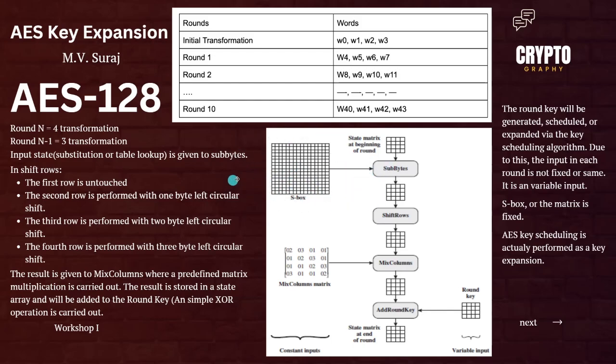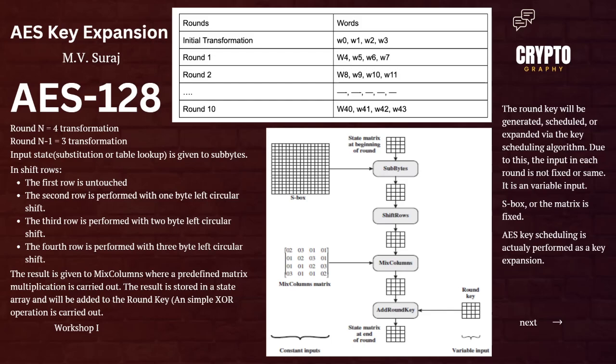So this is the S box, the substitution box, and we will perform substitution by looking up the contents in the input table and getting the output. This output is given to shift rows, where the first row is untouched, the second row gets a 1 byte left circular shift, the third row a 2 byte left circular shift, and the fourth row a 3 byte left circular shift.